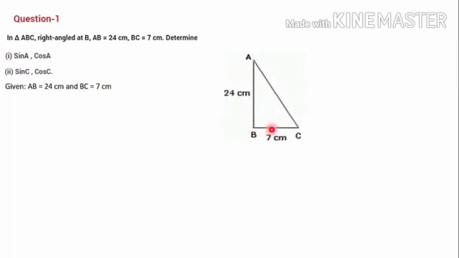So if you take right triangle ABC, given AB is 24 centimeter, that is marked here, and BC is 7 centimeter, that is also mentioned. We have one side which is left over, that is AC. So length of AC we have to calculate by using Pythagoras theorem. Pythagoras theorem says that AC square is equal to AB square plus BC square. Means hypotenuse square is equal to sum of the squares of other two sides.